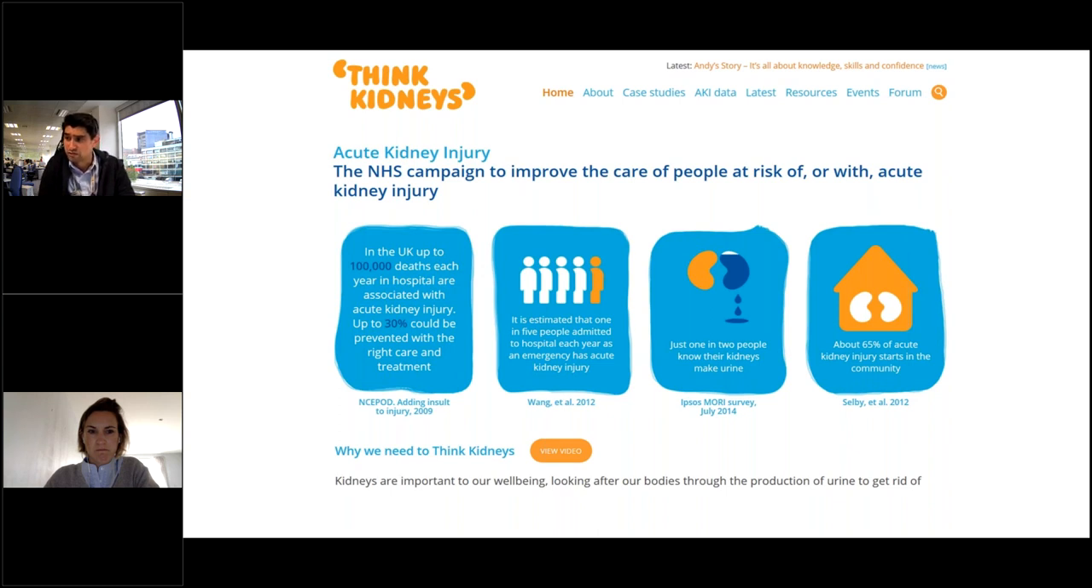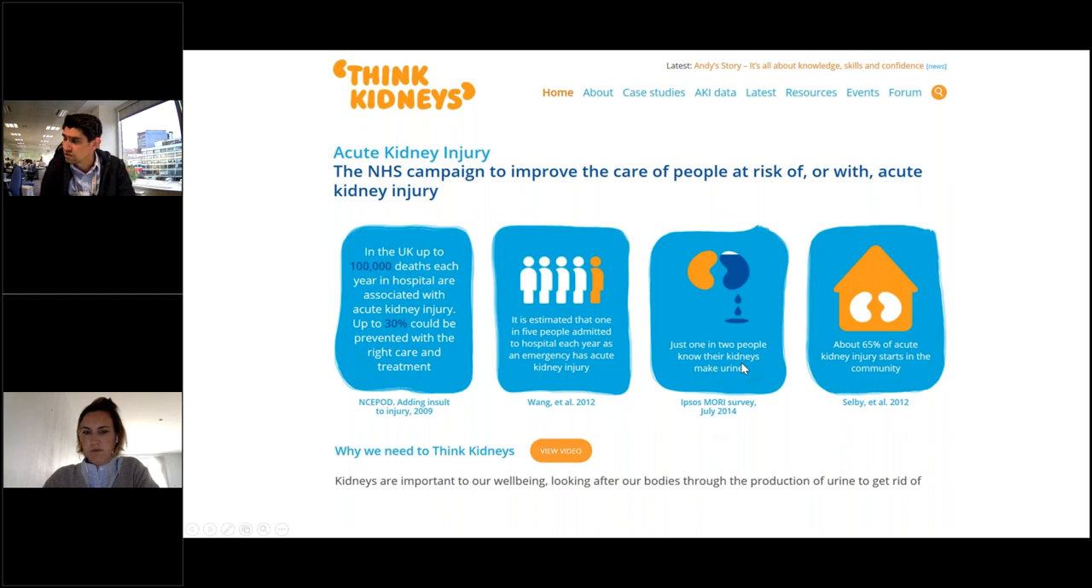We talk about the number of deaths from the pandemic we're going through, but this is, you know, almost on the scale of that in terms of this silent killer that no one pays enough attention to. And 1 in 5 people admitted to hospital each year as an emergency has an acute kidney injury, so it's quite prevalent.